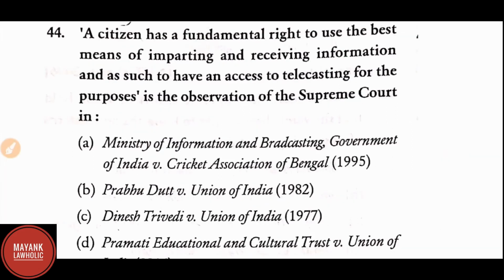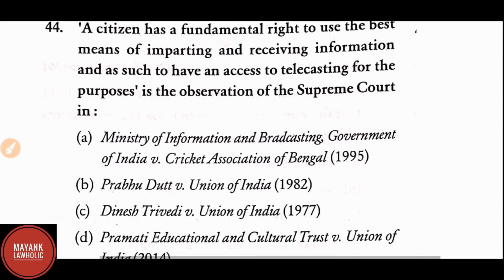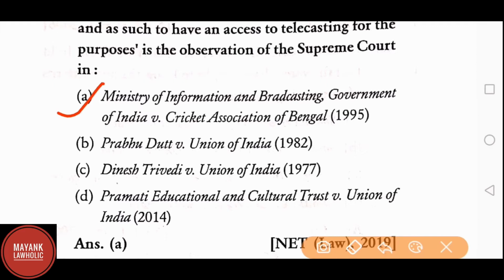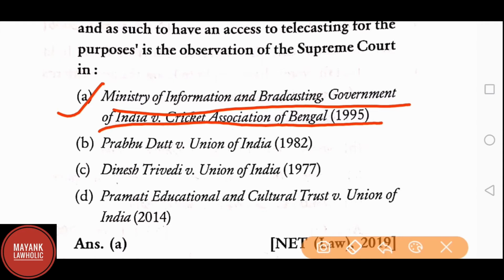Question number 44. A citizen has a fundamental right to use the best means of imparting and receiving information, and as such to have access to telecasting for the purpose, is the observation of the Supreme Court in A. Ministry of Information and Broadcasting, Government of India versus Cricket Association of Bengal, B. Prabhu Datta versus Union of India, C. Dinesh Trivedi versus Union of India, D. Pramati Educational and Cultural Trust versus Union of India. The correct answer is option A. Ministry of Information and Broadcasting, Government of India versus Cricket Association of Bengal, 1995.